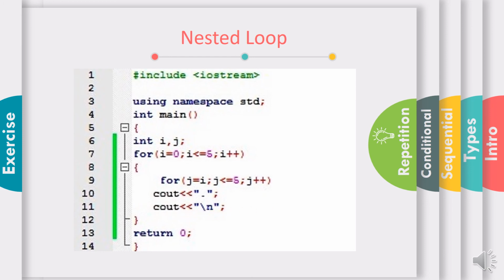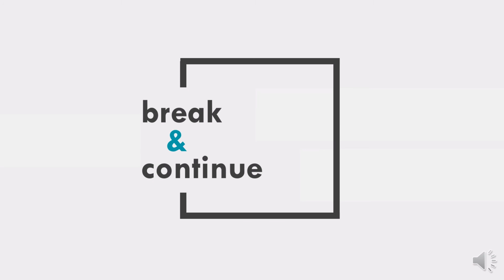Now, there is today's task for you. I am not going to explain this code, but there is a task at the end of this lecture: you have to find out the output of this code. Now, there are two statements that we normally use with the loops. These are the break and continue statements. We will go through their purpose quickly.